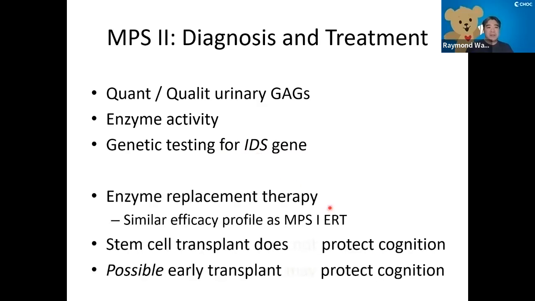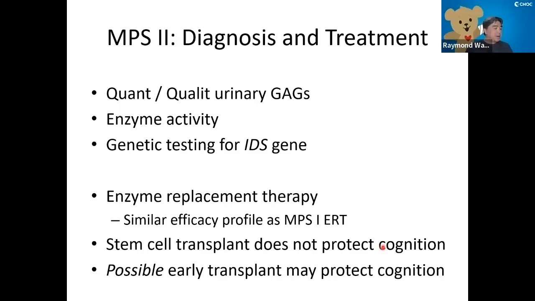We have enzyme replacement for MPS 2 with the same efficacy profile as ERT for MPS 1. And it appears that stem cell transplant, if performed early enough, may protect the cognition, but that's still kind of in development at the moment.